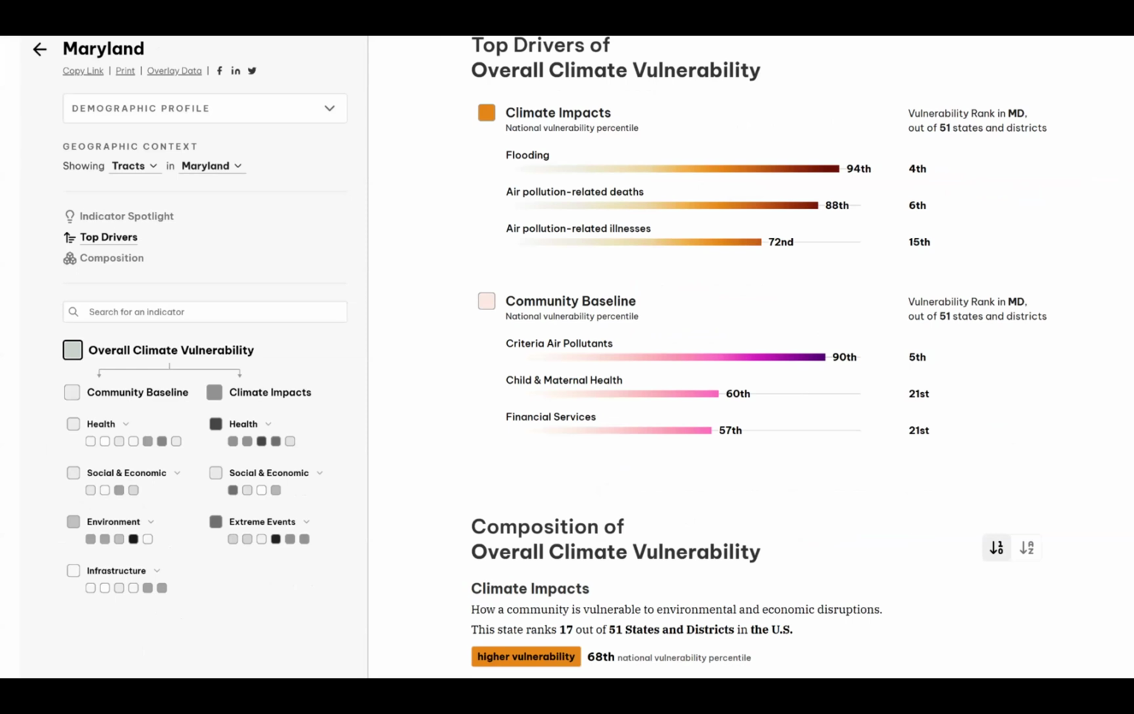The climate impact related to flooding, for example, if we move to Maryland and see how it looks in Maryland, flooding is fourth. The ranking is out of the 51 states, including DC, so it's fourth related to flooding. Air pollution related disease is sixth. Criteria air pollutant, which is PM 2.5, nitrogen dioxide, and ozone, is fifth.